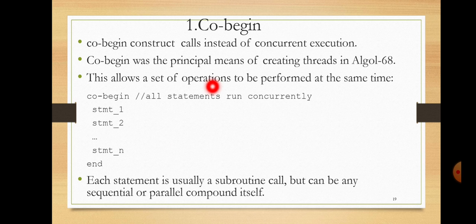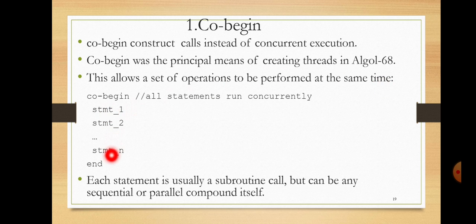First one is the co-begin. The co-begin construct calls for concurrent execution. If we want to perform concurrent executions, we use the term co-begin. Co-begin was the principal means of creating threads in ALGOL 68. So in the programming language ALGOL 68, in order to implement concurrent execution or creation of threads, we use the co-begin construct. This allows a set of operations to be performed at the same time.